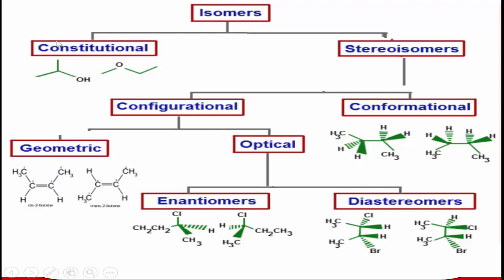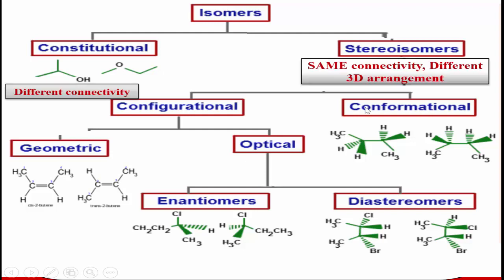The name itself is explanatory: the constituent is different. Here the bond connectivity between the atoms is different. This is the most important difference between constitutional isomers and stereoisomers. You could see here oxygen is linked to hydrogen and carbon, whereas here oxygen is linked to two carbons. So the molecular formula for these two compounds is the same but the functional group is different. In one case it is an alcohol and in another case it is an ether. So this is how constitutionally they are different. Our focus will be stereoisomers.